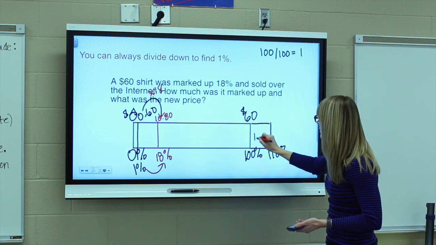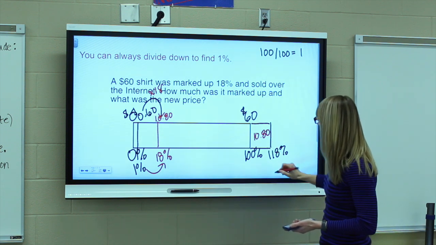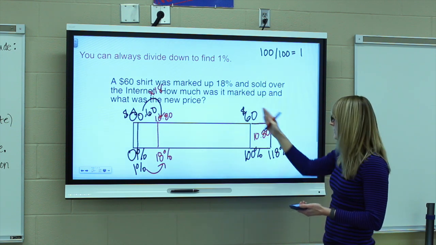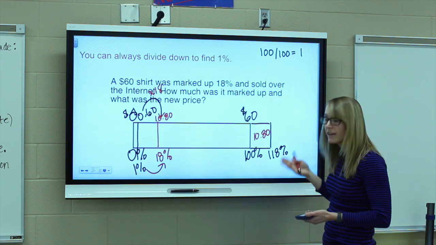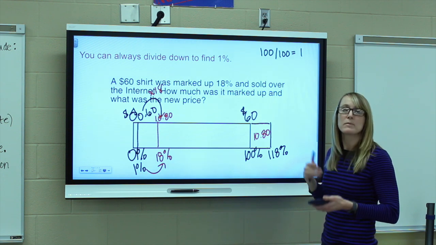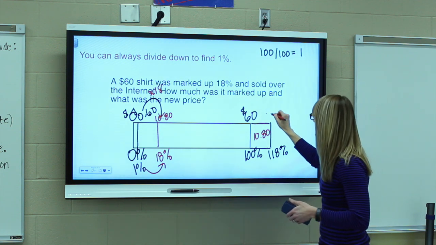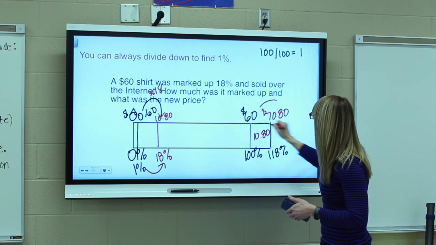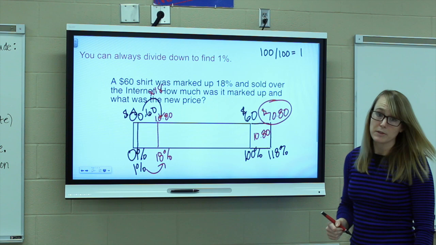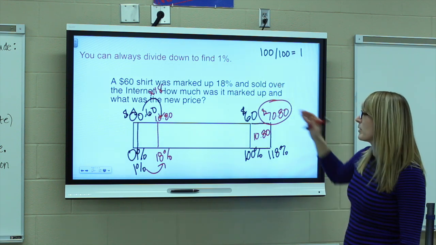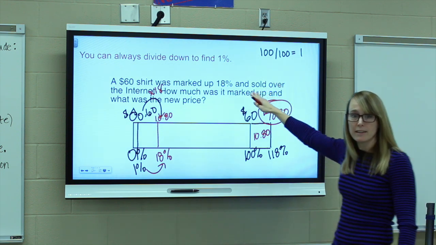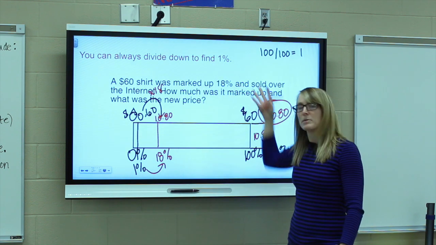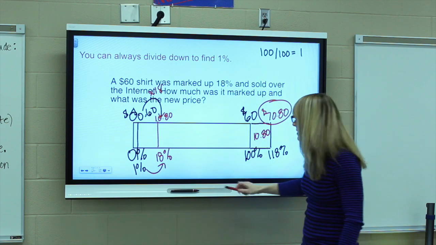So this little section right here that I'm adding on to get to my 118% is just where I need to take 60 plus $10.80, which is $70.80. So $70.80 is going to be the new price of the shirt. Just remember, if it's a percent that's difficult to work with, divide down to 1% and then just multiply back up to whatever you need.